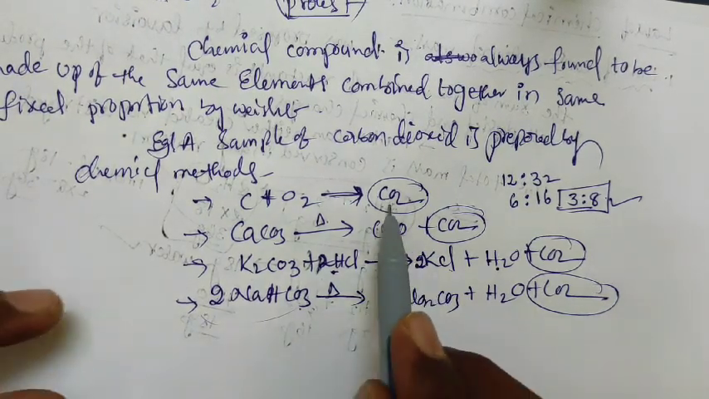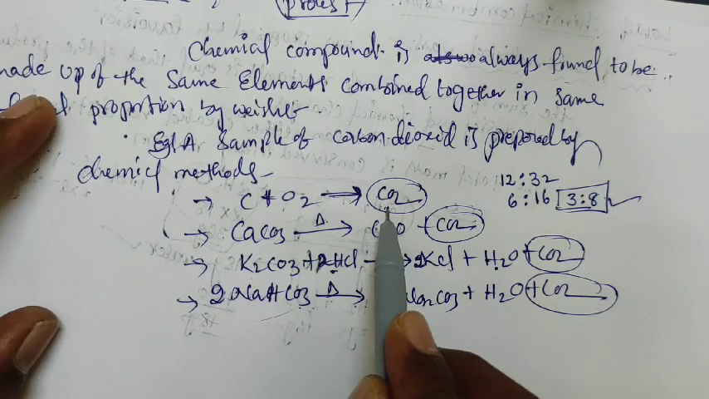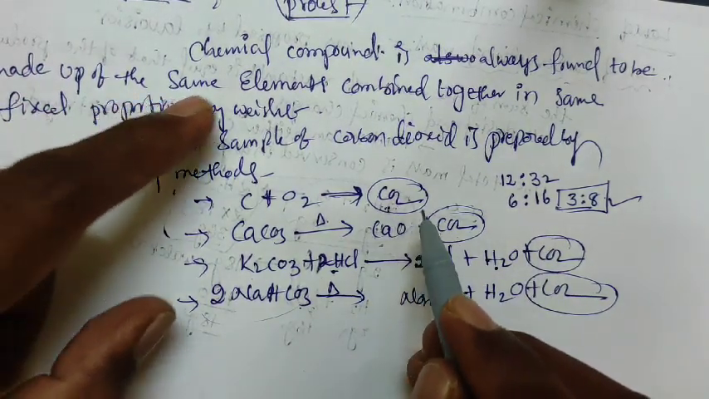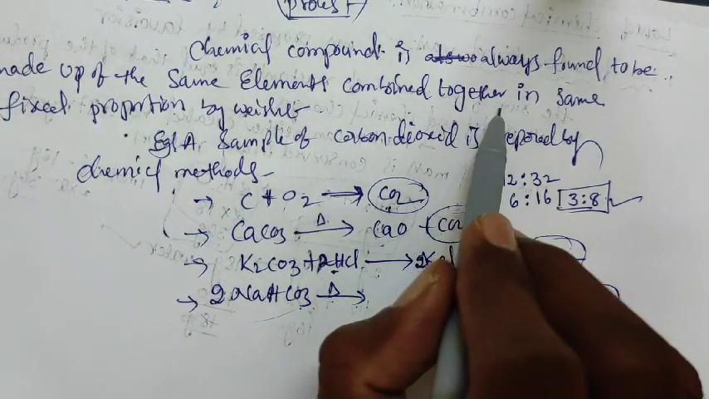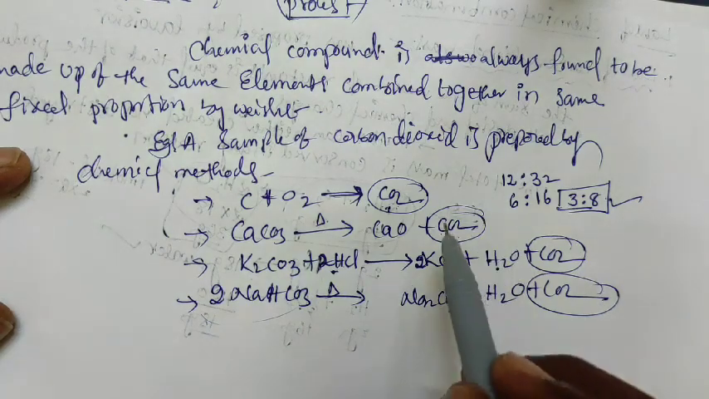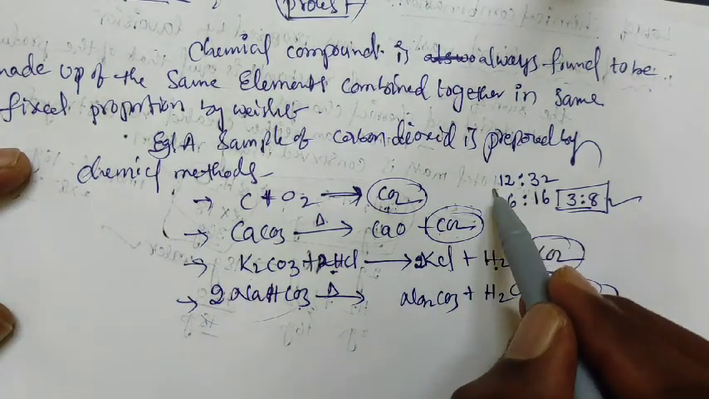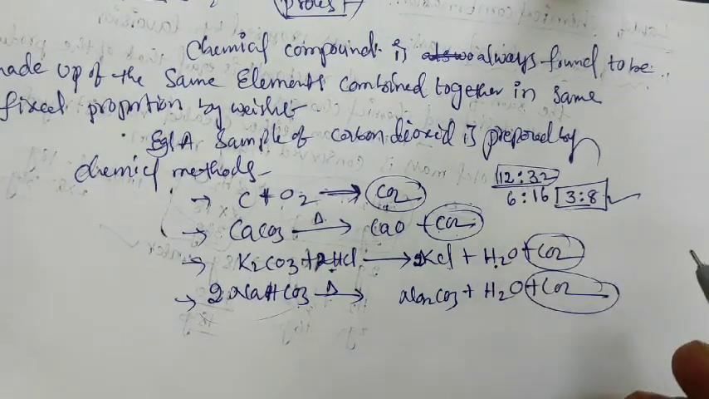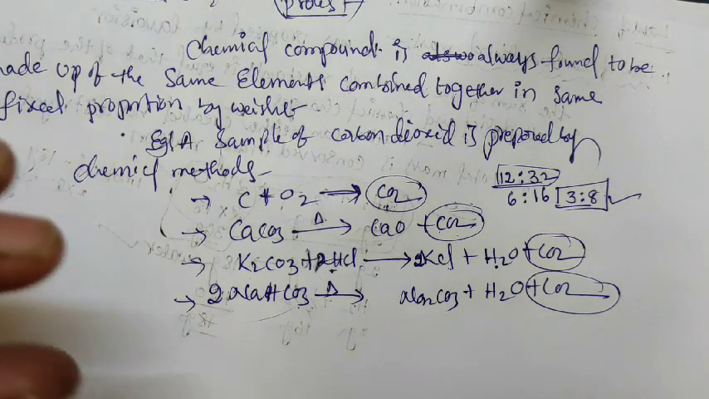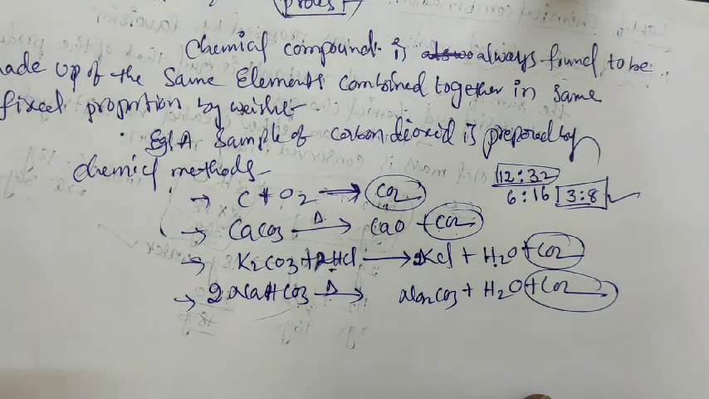A chemical compound is always found made up of the same elements. What are those same elements? Carbon and oxygen combined together in a fixed proportion by weight. What is the fixed proportion by weight? 12 is to 32. Whatever the preparation method, when we get CO2 it has the same carbon and same oxygen weights always.